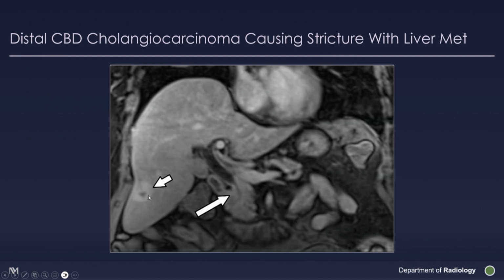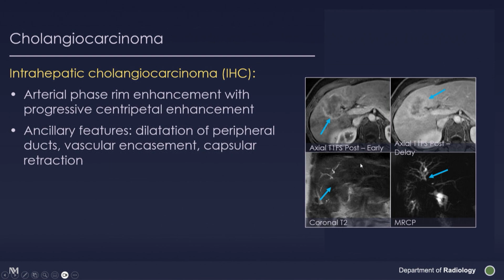Here, it's a lot easier when you see the presence of a liver met associated with it, but again, this was due to cholangiocarcinoma involving the extrahepatic bile duct. You can also have what's referred to as intrahepatic cholangiocarcinomas. Sometimes these look like adenocarcinomas because they're peripheral, but as illustrated here, sometimes you'll get biliary obstruction and dilatation, and you see delayed enhancement as you would expect in the presence of cholangiocarcinoma.